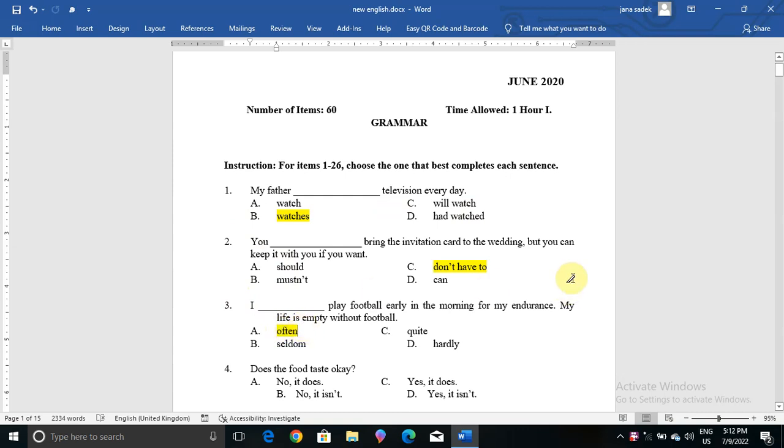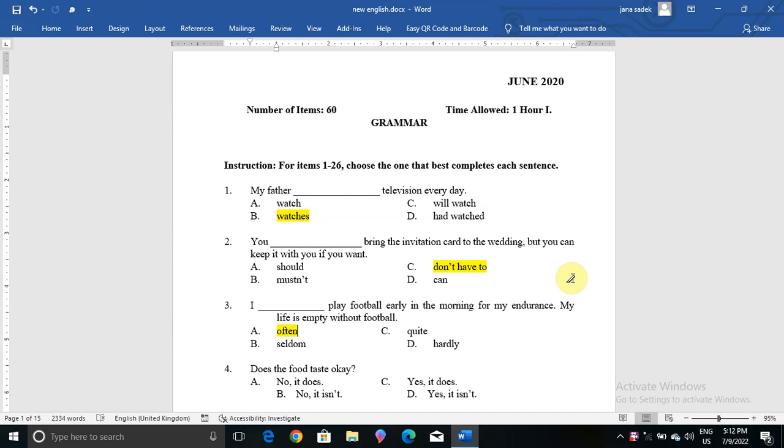Now question number 4 says does the food taste okay? Now we have 4 answers here: no it does, no it doesn't, yes it does, or yes it isn't. Okay, now here first of all, what is the question beginning with? Does, right? Not is. So the answer which includes is or isn't will not be the correct answer.